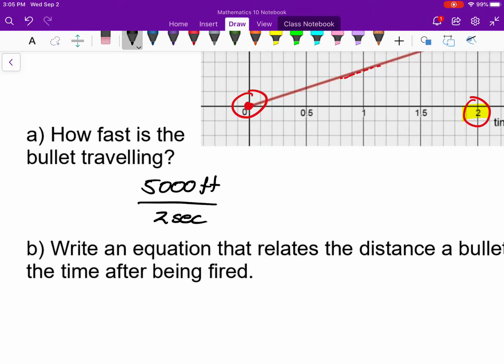You don't usually see velocities or speed given every 2 of something. It's usually every 1, like kilometers per 1 hour or feet per second. And so for this, I just want to reduce by fraction and really just go 5,000 divided by 2. And we get 2,500 feet per second. Those units are really key, okay? Feet per second. And that's how fast the bullet's traveling.